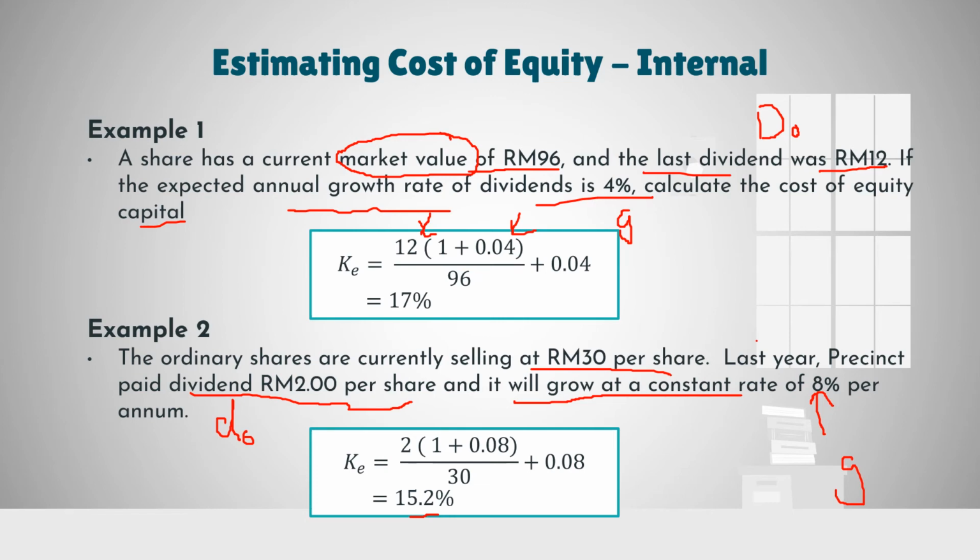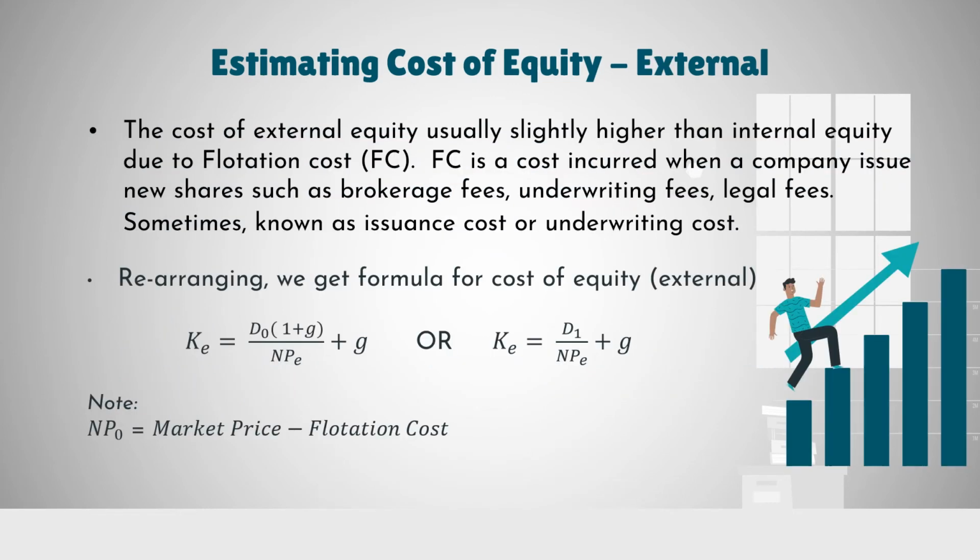So next, okay, this one how you want to calculate by using DGM juga sekarang. By using DGM, it's still kita kira by dividend growth model. So the cost of external equity usually slightly higher than internal equity due to flotation costs, and FC is cost incurred when a company issue new shares such as brokerage fees, underwriting fees, legal fees, sometimes also known as issuance cost atau underwriting cost. So kadang-kadang dalam soalan it might nak confusekan you, dia akan letak issuance cost ataupun underwriting cost. So you can take note this one. So you boleh tulis ataupun for your own notes, FC also can be known as issuance cost ataupun underwriting cost.